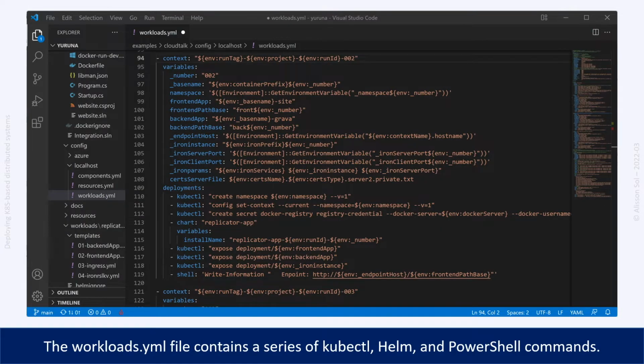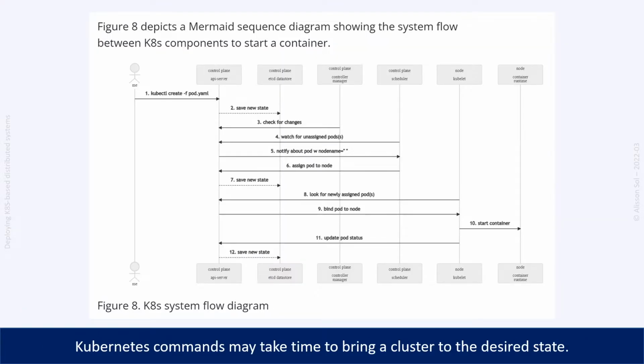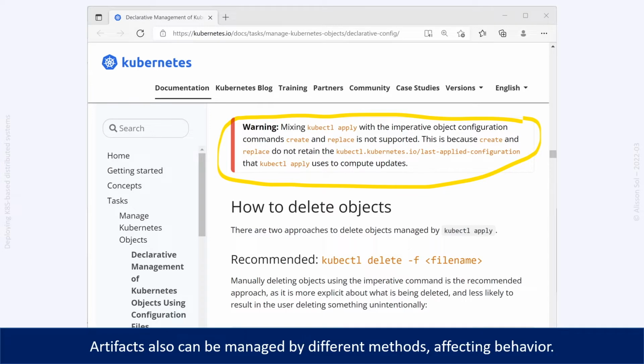The workload YAML file contains a series of kubectl, Helm, and PowerShell commands. Kubernetes commands may take time to bring a cluster to the desired state. Artifacts also can be managed by different methods affecting behavior.